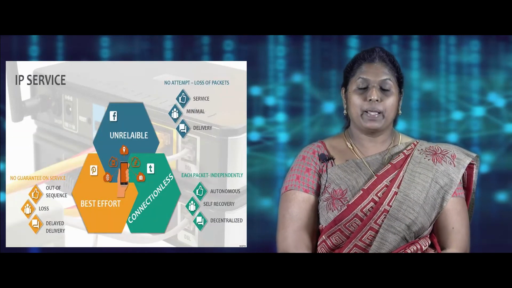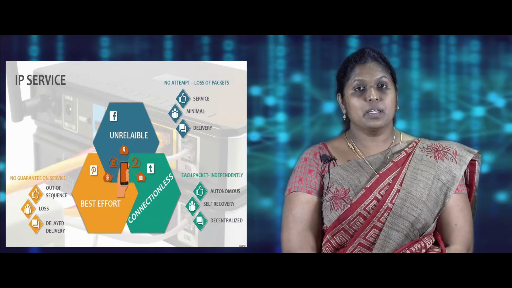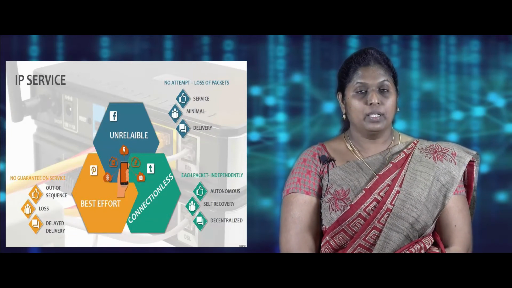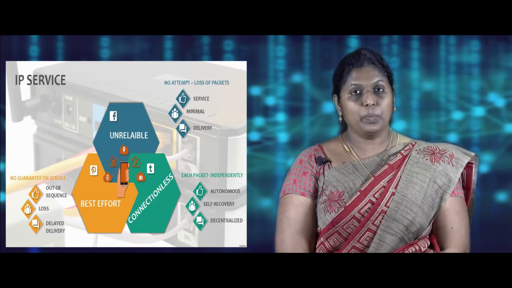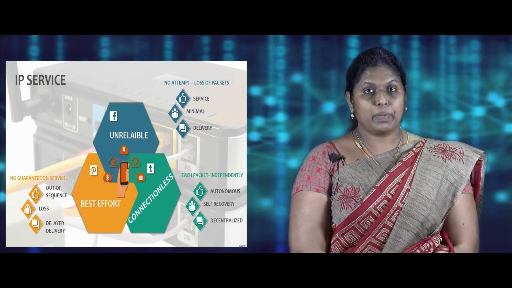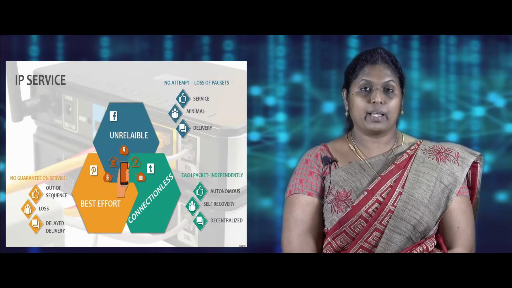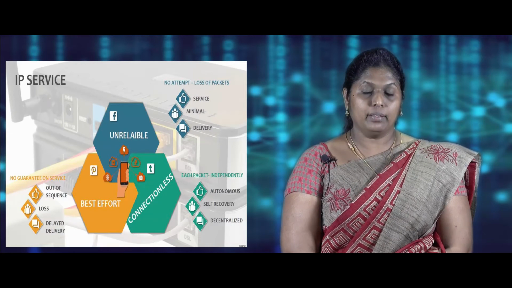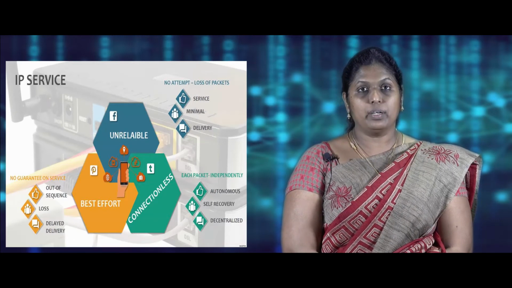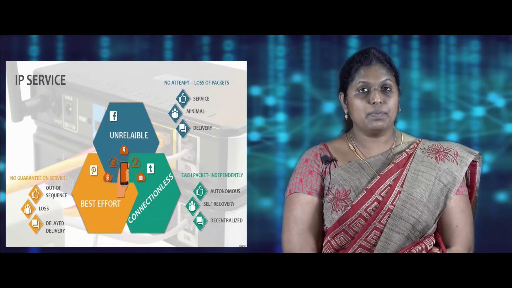Now we'll look into the concepts of IP services. The IP service is otherwise called a datagram service. IP service comes under three important categories. The first one is unreliable, the second one is connectionless, and the third one is best effort. When coming to unreliable, no attempt is made to recover the data packets that get lost during routing. The second one is connectionless, where each packet in the routing is handled independently. The third one is best effort, where there is no guarantee that the packet sent by the sender will be received by the receiving node.